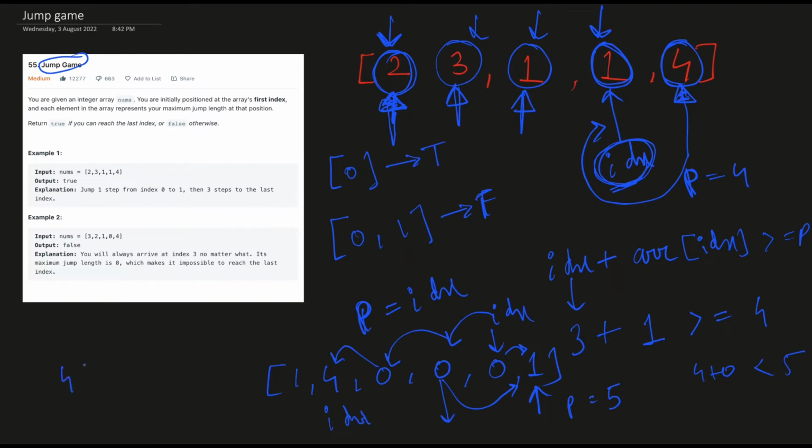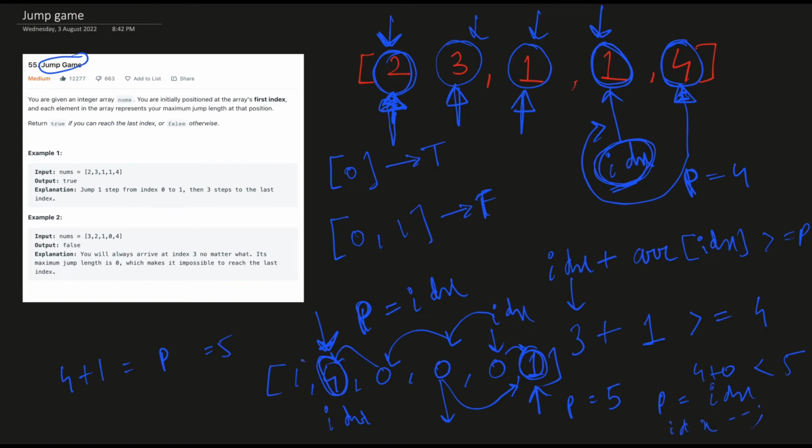Yes, we can, because 4 plus 1 is equal to the pole, that is 5. So we could reach the end from this position. Now what we have to do is check whether we could reach this position or not. Let's shift our pole to this position, and that will be our IDX. And we will be just decrementing our IDX again.